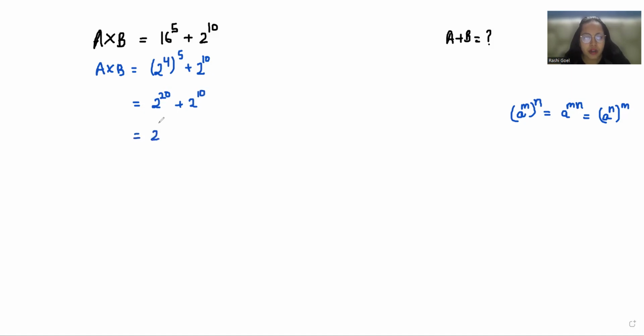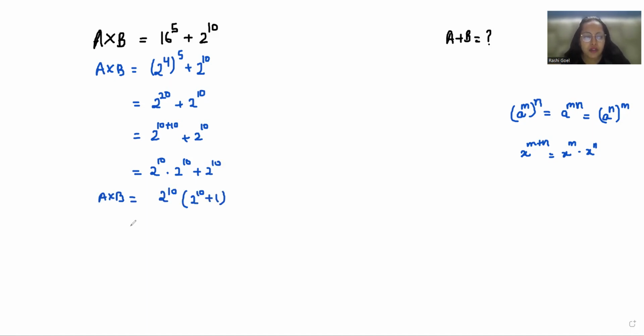Now 20 we can write as 10 plus 10, so 2 power 10 plus 10 plus 2 power 10. According to the exponent rule, x power m plus n, we can write it as x power m times x power n. So it becomes 2 power 10 times 2 power 10 plus 2 power 10. So a times b is equal to, if I take 2 power 10 as common, 2 power 10 times 2 power 10 plus 1.